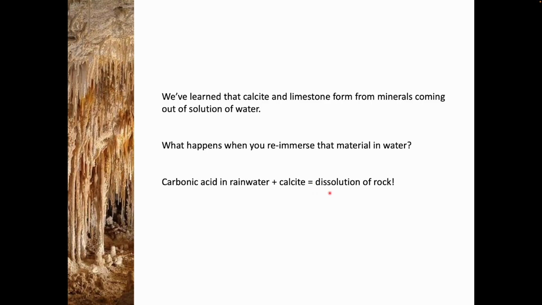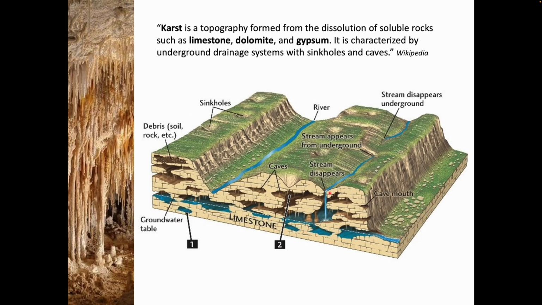Now, limestone is probably the most important chemical sedimentary rock that is subject to dissolution. Limestone rocks will form landscapes called karst. A karst is a topography formed from the dissolution of soluble rocks, such as limestone, dolomite, or gypsum. It is characterized by underground drainage systems with sinkholes and caves. That's a nice, succinct definition of karst from Wikipedia.